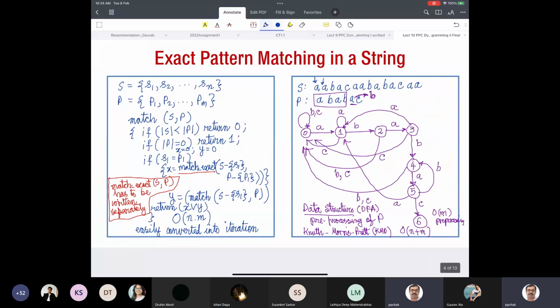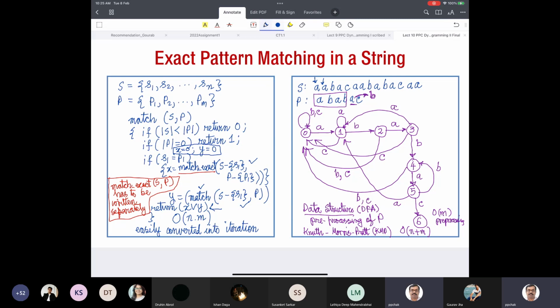Because what is R1 and R2? The first one may not return true. So if S1 equals P1, you call it on both. If S1 does not equal P1, then you call it only on one. And you get one value in X, the other value in Y, both of which you have initialized to zero, false. And after you get X and Y, you return the OR of X and Y, which again returns true or false. If you want to return the index, then you have to maintain something else.